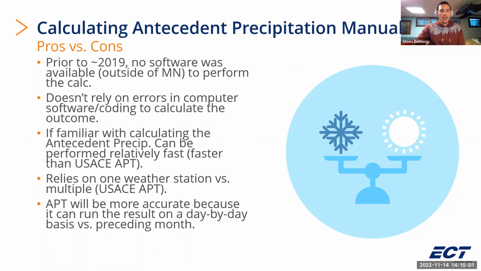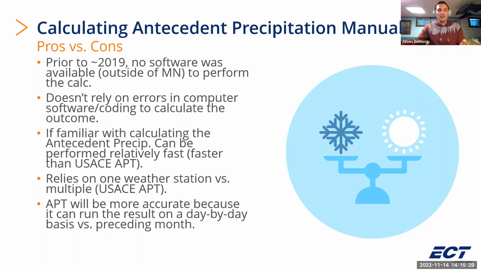If you're familiar with how to do the calculation, it can be performed relatively fast, maybe even faster than the Antecedent Precipitation Tool from the Army Corps. But your cons would be that doing this calculation manually, it relies on only one weather station, whereas the Army Corps' tool can pull multiple weather stations and code all of that information in the background, maybe while you do other work.